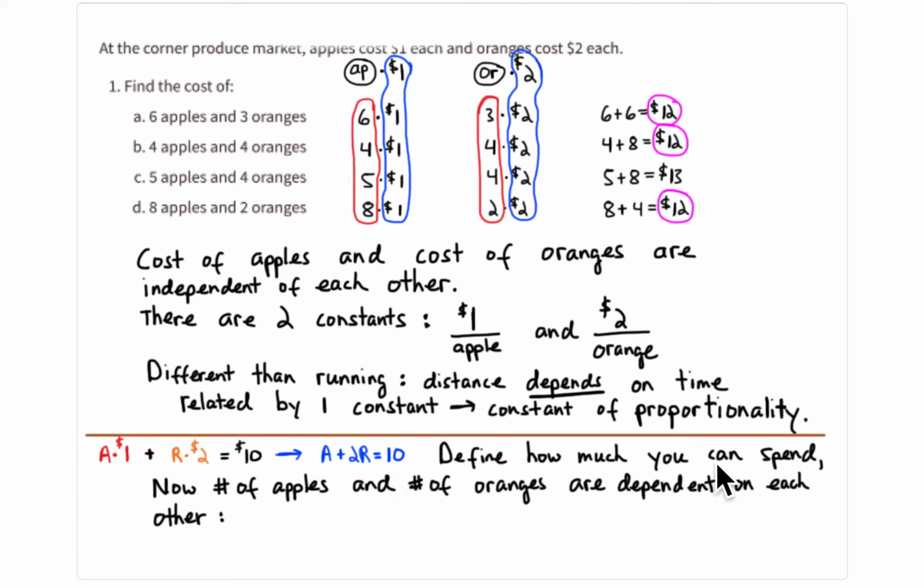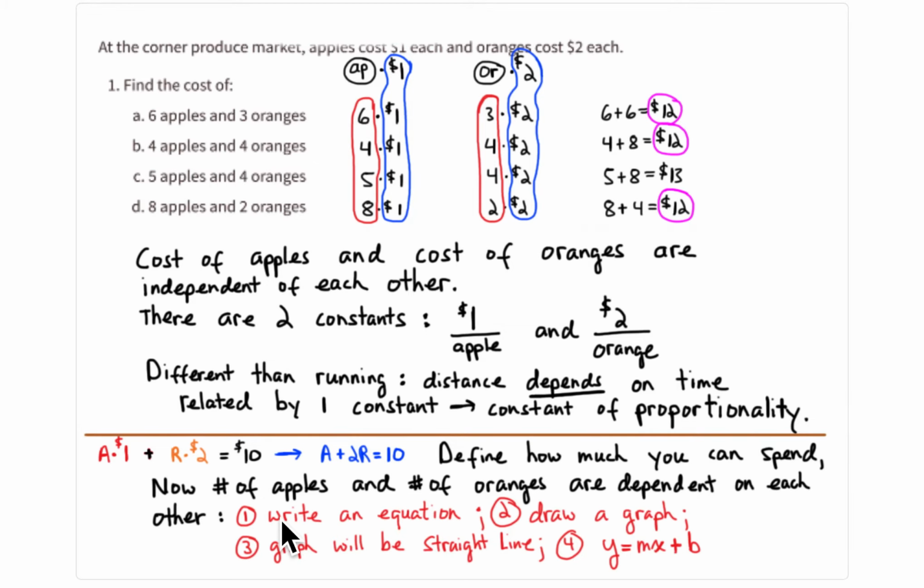Once you define how much you can spend, now the number of apples and the number of oranges are dependent on each other. What that means is now we can write an equation, and that's what we wrote actually right here. A plus 2r equals 10. So now we can write an equation. What that means in the future is, because it's an equation, you can draw a graph of that, and because this is a linear relationship, that graph will be a straight line.